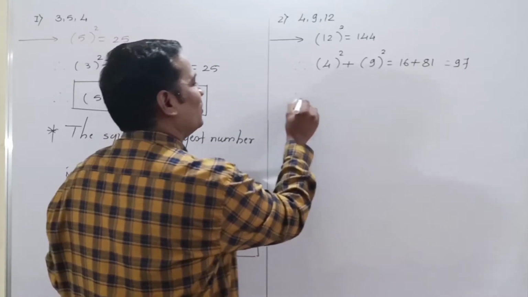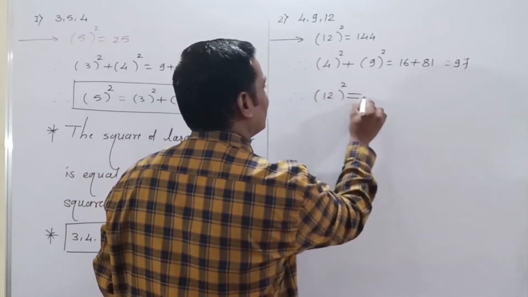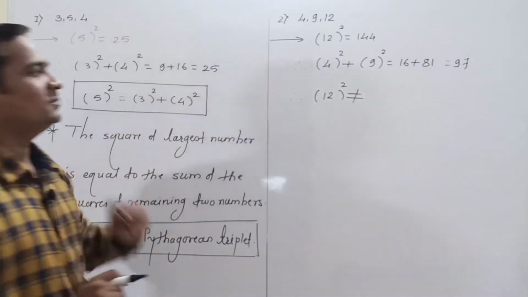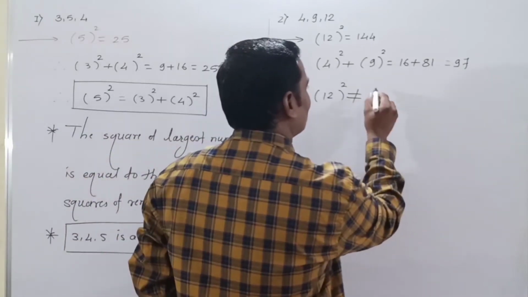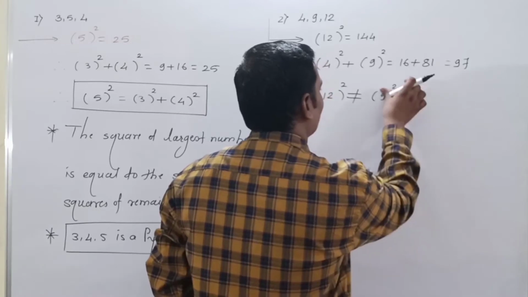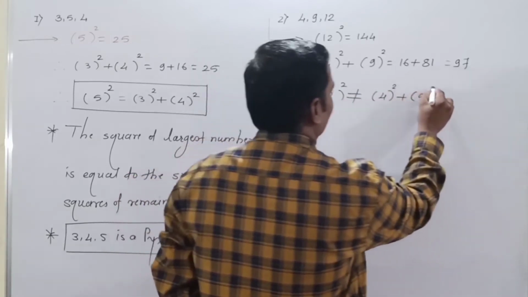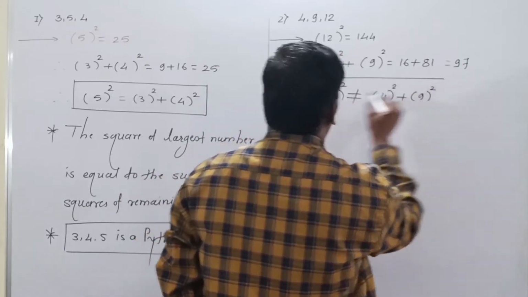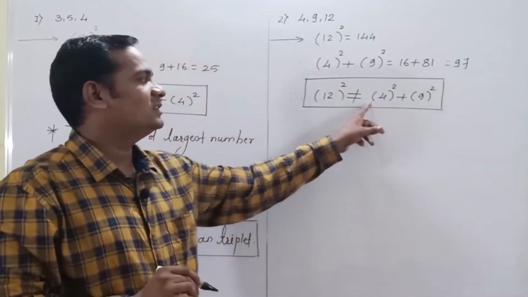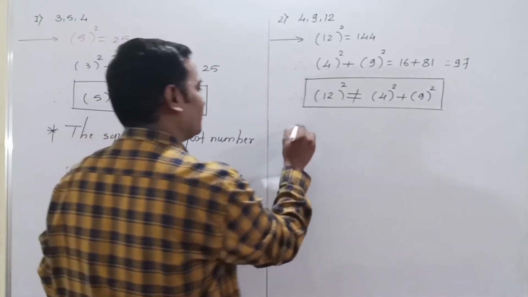So therefore we can write here: the square of the largest number is not equal to, look at this, here it was equal, but in this case it is not equal to the sum of the squares of the remaining two numbers. That means the square of 12 is not equal to the sum of the squares of these two numbers.